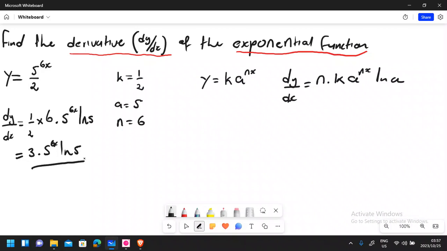Guys, I hope you managed to understand this one. So this one needed you to know these terms here. If you know what these terms are, then you can substitute into this formula here. All right, so I hope you guys understood.